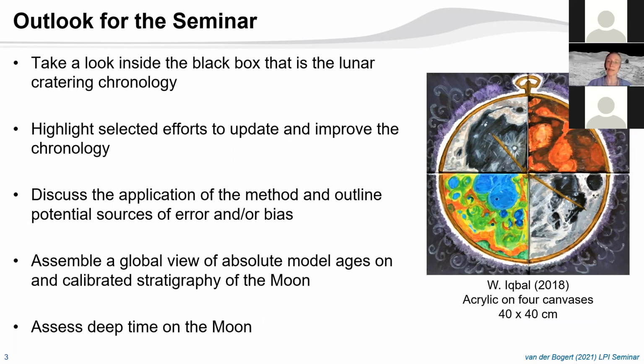Then we're going to discuss its application. How do you actually use it as a tool to get ages for surfaces that don't have samples? And I'll outline potential sources of error. Depending on time, I may be able to go into a little more detail, or if we run out of time, then I'll have to come back and do another seminar. And then finally, to give you the big picture, I want to assemble the global view of the absolute model ages that have been measured in the last 20 to 30 years, and basically have a look at what is deep time on the moon.